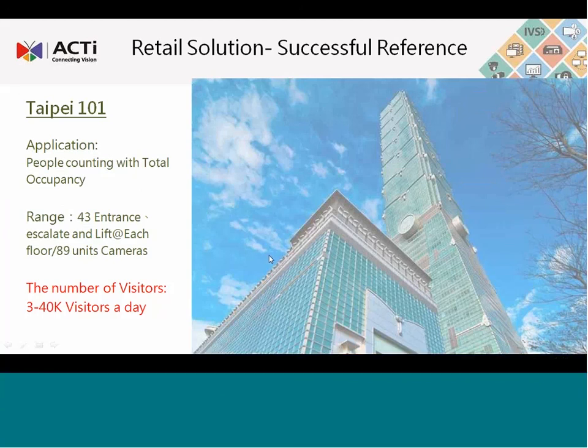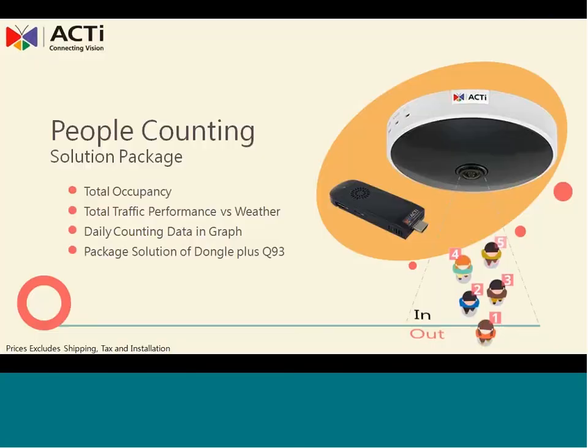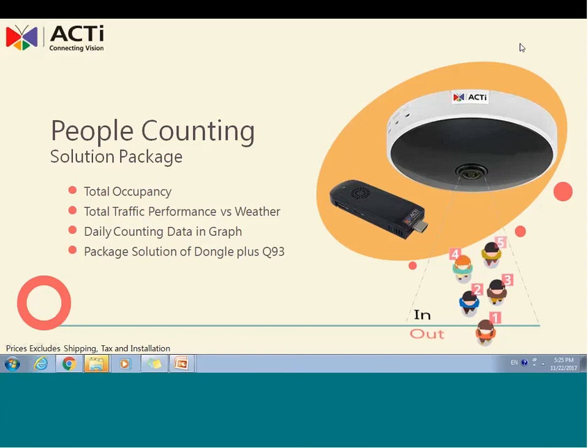And then if you would like to have a demo, we have solution packages now. For the price, you can contact us yourself. In the people counting solution package, we can offer you the people counting camera with an analysis dongle, so we can do the total traffic performance and the correlation between people, like how many people visit, and the weather, and also daily counting data in graph. You have the Q950 for people counting, and the analysis dashboard in the dongle. So this is solution package 1 for people counting.